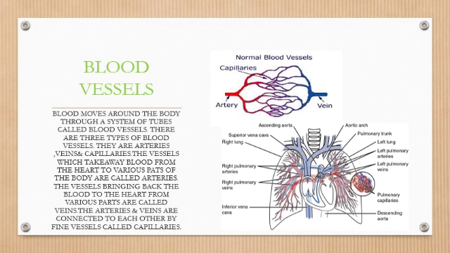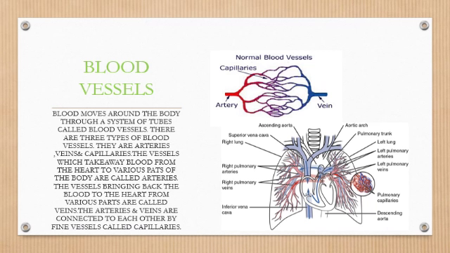So blood vessels, what is a vessel? What is a blood vessel? See, we know that our body consists of the blood. So the blood moves around the body through a system of tubes. So in our body we have tubes which are present, and through the tubes the blood will be moving around the body, and this system of tubes are called as blood vessels.